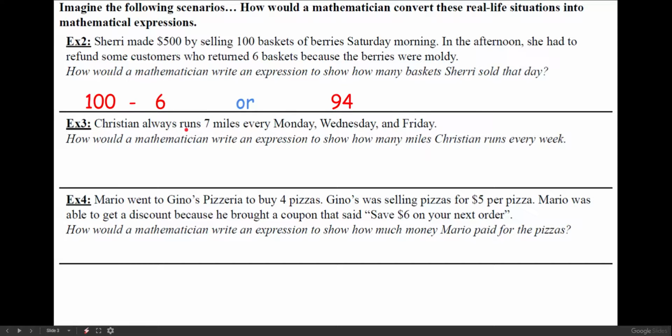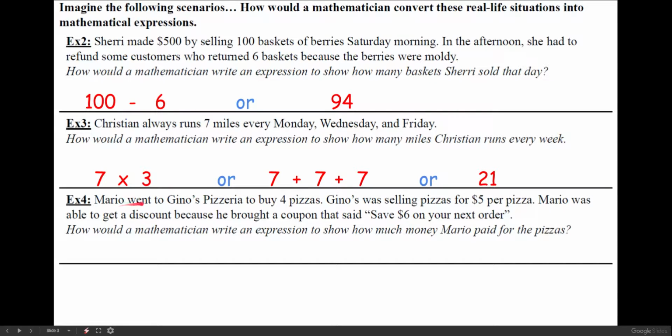Example 3, Christian always runs 7 miles every Monday, Wednesday, and Friday. That's a much shorter story. How would a mathematician write an expression to show how many miles Christian runs every week? So, he runs 7 miles, and he runs it Monday, Wednesday, and Friday, so that's 3 times a week. So 7 times 3 is one way we could have written it. You could have also written it this way. He runs 7 miles every Monday, then 7 miles on Wednesday, and 7 miles on Friday. So 7 plus 7 plus 7. Or you can just say he runs 21 miles.